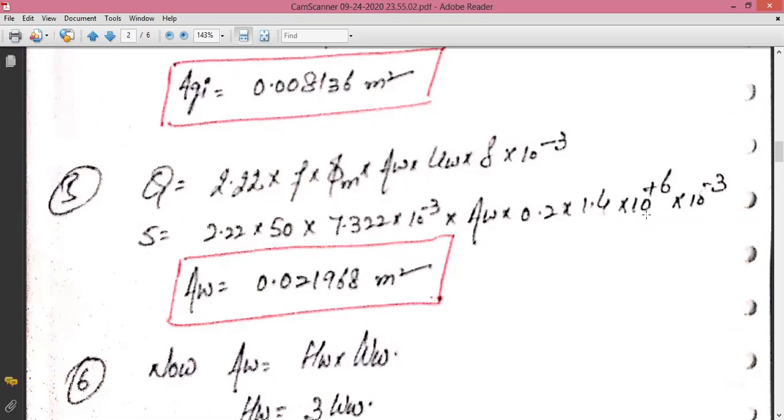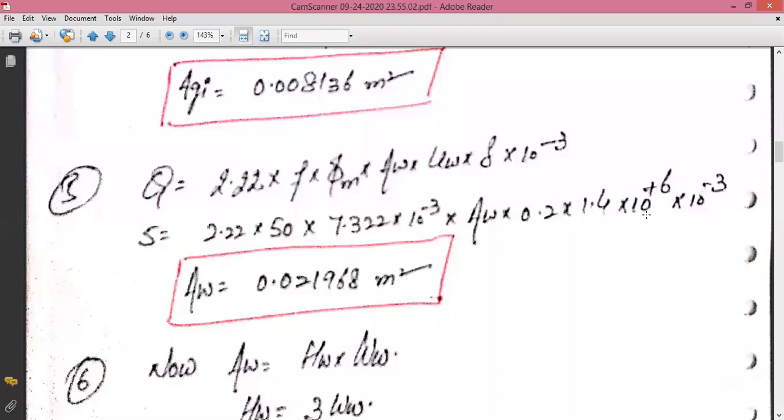Okay, Vinayak? Fine. So, are you getting this value? AW is equal to 0.021968. Okay, fine. Neha and Himanshi, did you get the value? Manhar, are you getting this value? Okay, again, you can find this value, that is AW equal to 0.021968. Clear?